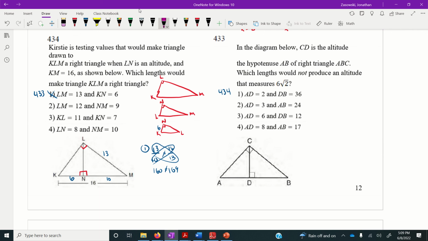All right, if LM is 12, okay, so now we're at 12 here. Then that is this side down here as well. And then we have NM is 9. That leaves this to be 7. So once again, we can label. So KN is 7. NM is 9.